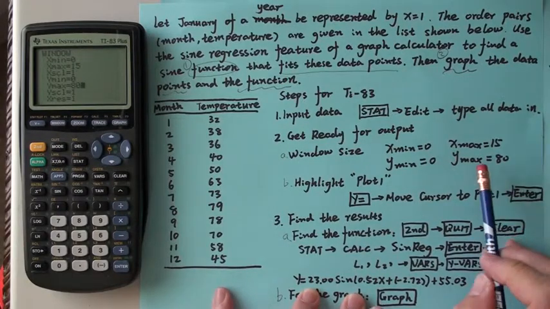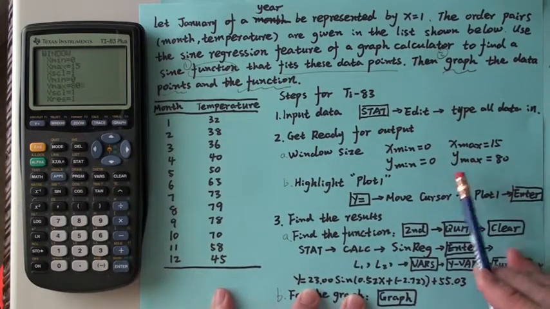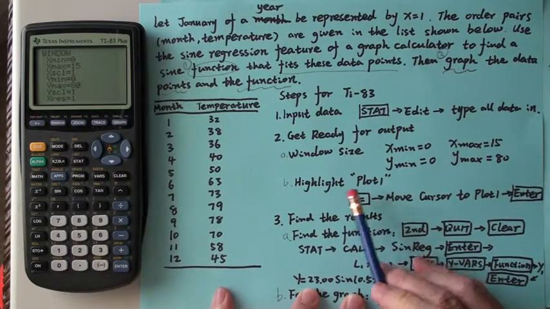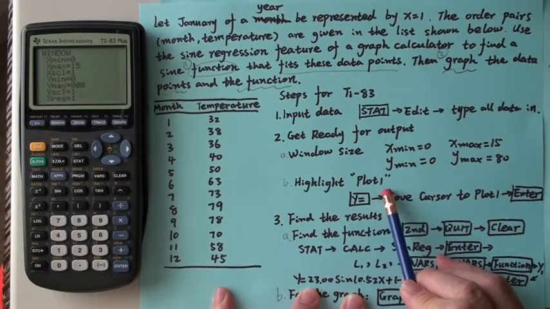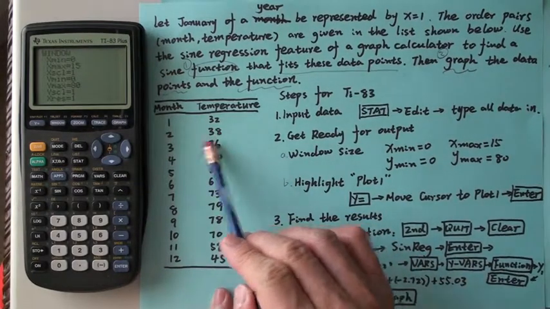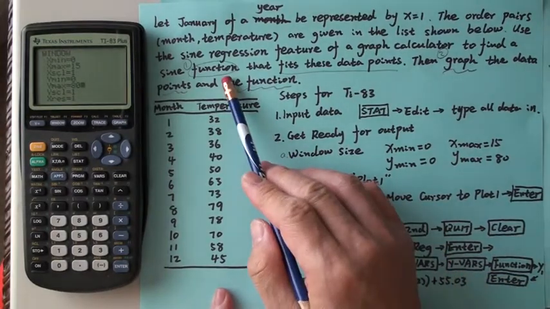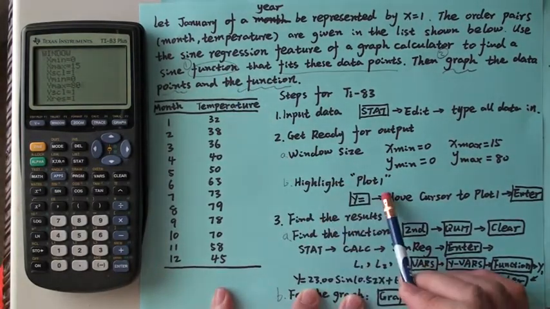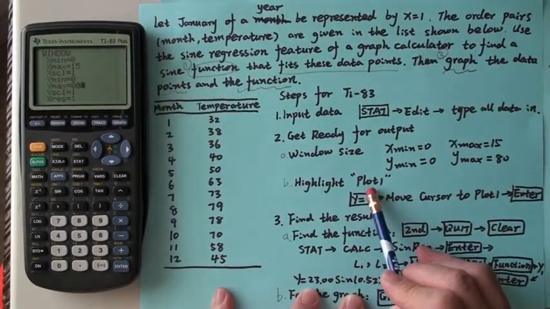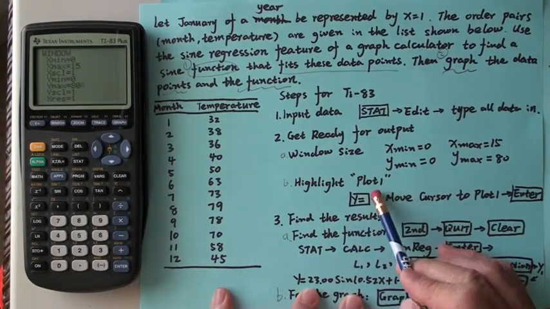Okay. Now we're ready for the window size. It's because based on the actual data. Now, another thing is that we want to highlight plot 1. Highlight plot 1 means we want data points to show up. Okay? Because you know, a function can always show up on the graph, but data points, those pairs, may not show up. So in order to let data points show up, what we need to do is highlight plot 1.